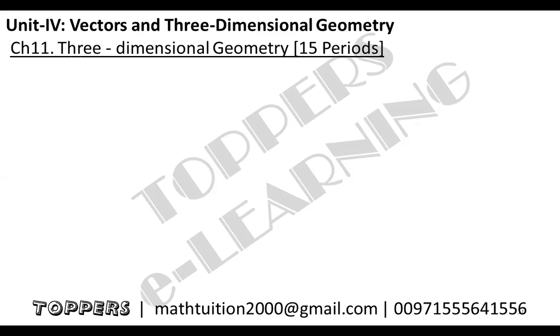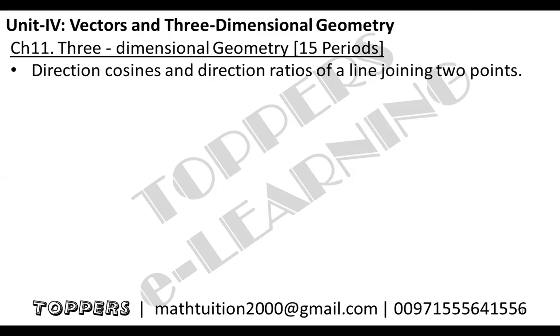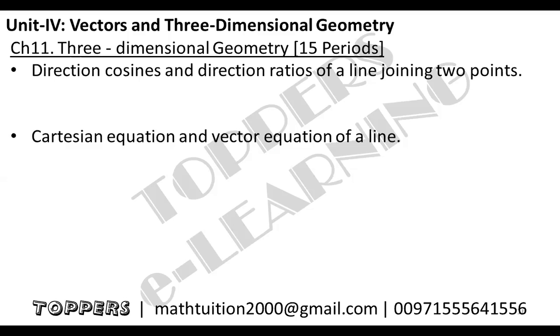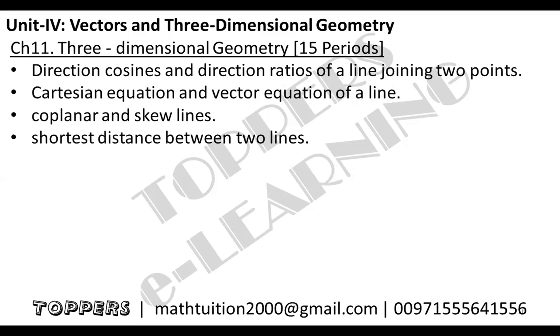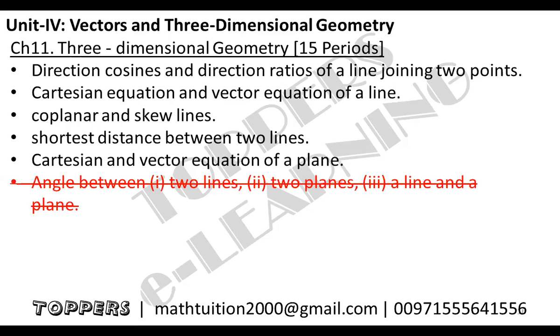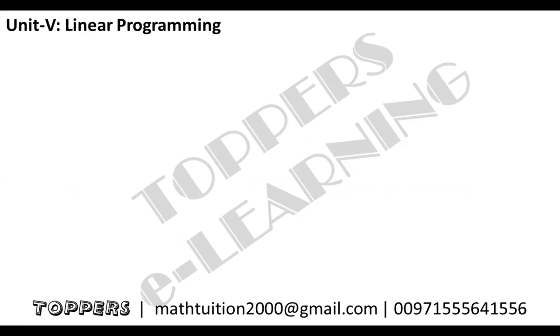Chapter 11, three-dimensional geometry. Direction cosines and direction ratios of a line joining 2 points, it is there. Cartesian equation and vector equation of a line, it is there. Coplanar and skew lines, shortest distance between two lines, Cartesian and vector equation of a plane, but angle between two lines, two planes, a line and a plane is reduced. Distance of a point from a plane is there.